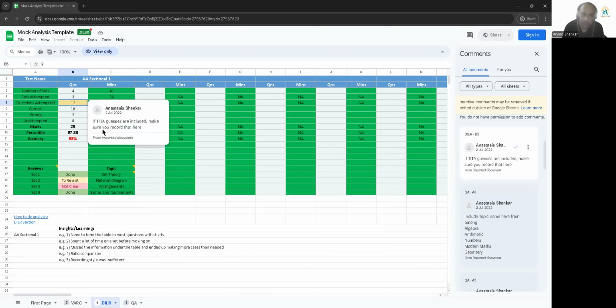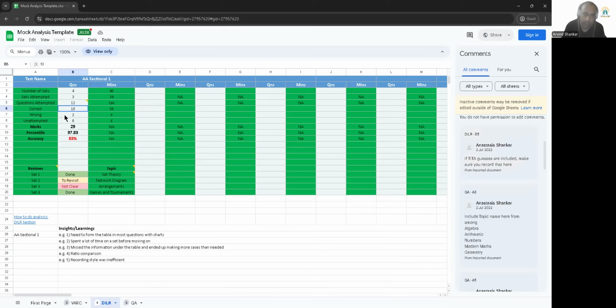If theta guesses are included, make sure you record that here. If you end up randomly putting down 2 and 3 here, which I heavily encourage, don't invest a lot of time in getting to those numbers, but put that down most definitely. If you get it correct, there is an upside. If you don't get it correct, there is no nuksan.